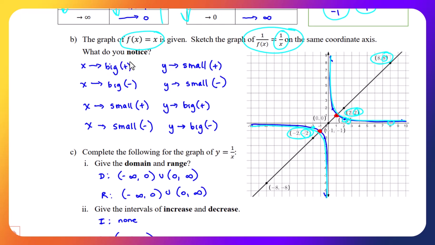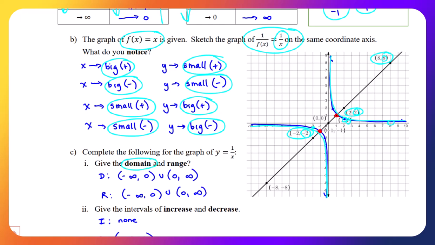As x is a big positive, y is a small positive. If x is a big negative, the y is a small negative. If the x is a small positive, the y is a big positive. And if the x is a small negative, the y is a big negative. It's the reciprocal.